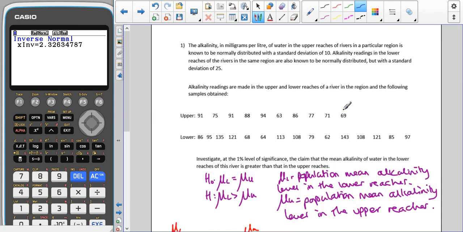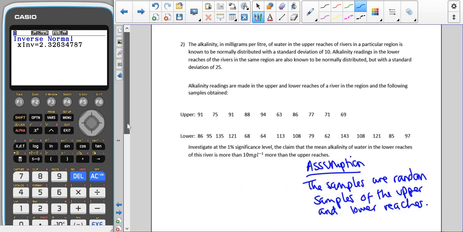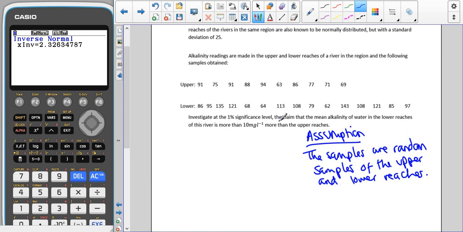Got our data here again. If you have a quick look, because this is going to save me a bit of time. Oh look, the data is exactly the same as before. Looks like I put the same question twice, but if we carry on reading, investigate at a 1% significance level the claim that the mean alkalinity in the lower reaches of the river is more than 10 milligrams per litre more than the upper reaches. Now you have to read these carefully. These come up quite a lot where they'll give you a value that is more than it. The reason you have to be careful is because if it just said is 10 milligrams per litre more, then that's a two-tailed test. Either it is 10 milligrams per litre more, or it's not. But this says more than 10 milligrams per litre more, which means that this is still a one-tailed test.